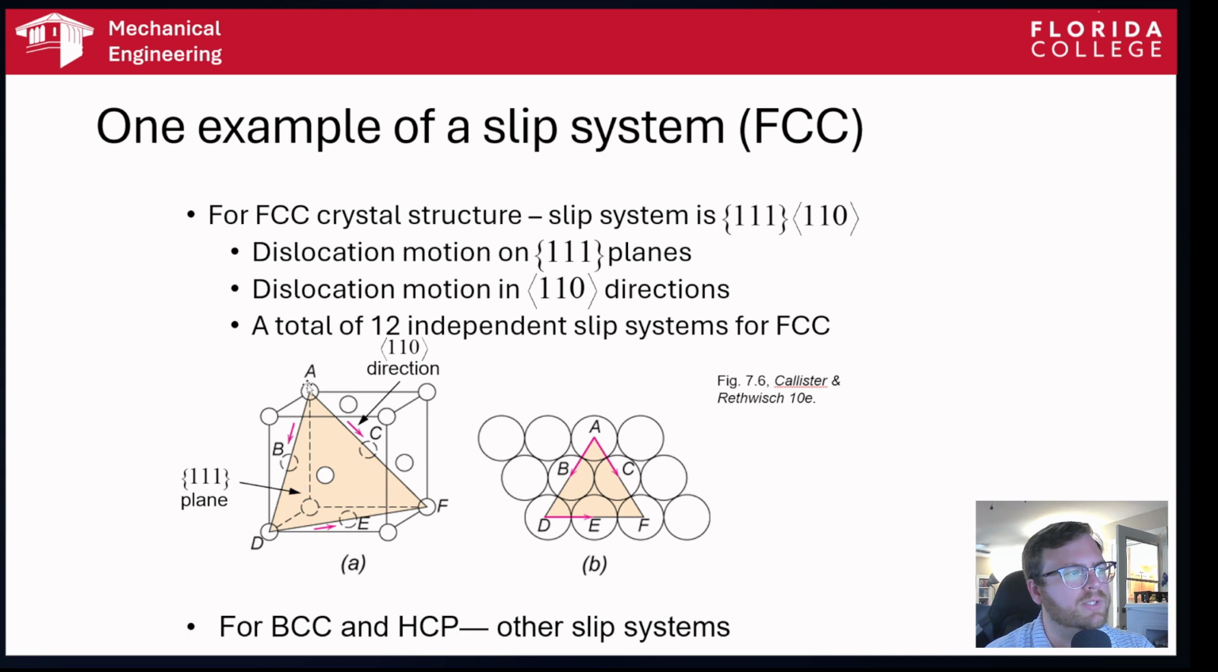So you can just look at how many different planes are possible, and you can see that there are a bunch of options here for the material to slip. And then for BCC and HCP unit cells, we have other slip systems that are possible. Maybe not the same directions, but whichever planes have the highest planar density, that would be the most likely place for it to start slipping.